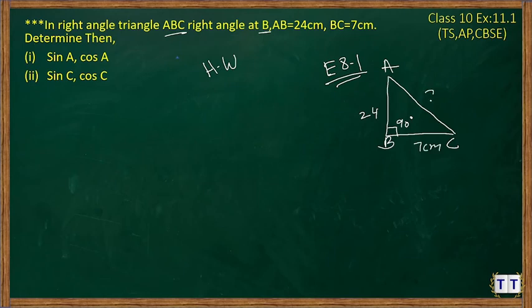You have to find AC, and you have to find, first you have to keep theta here and find sine A, cos A, then remove theta from here, then keep theta here and find sine C and cos C. You will get the answer. Let me know the answers in the comment section. I'll be checking your answers. I want all of you to answer in the comment section.